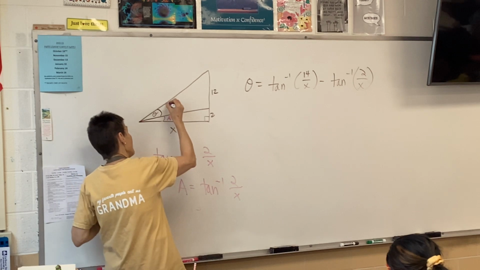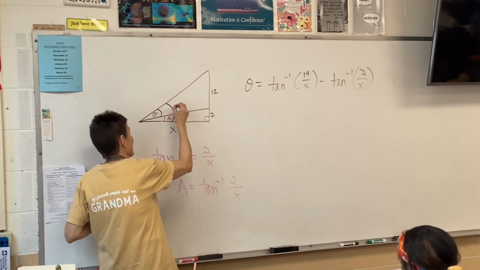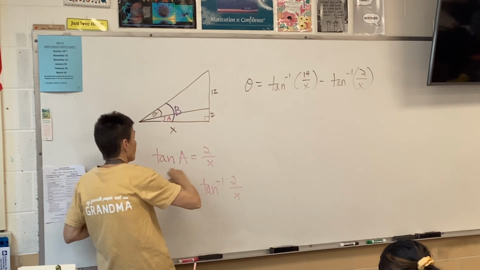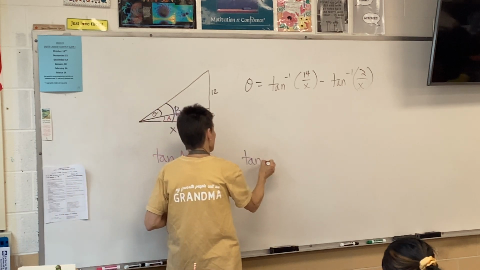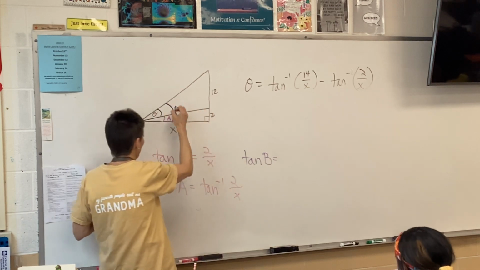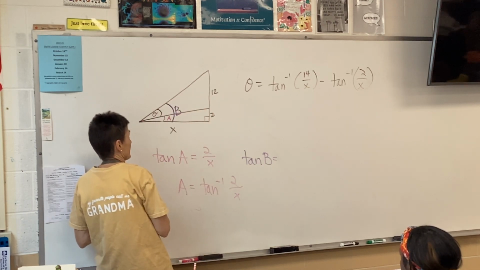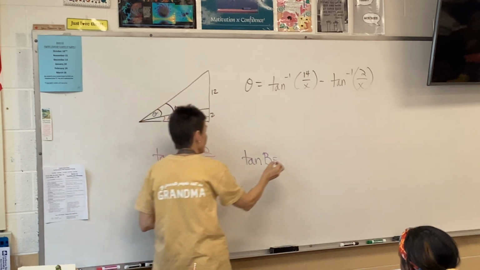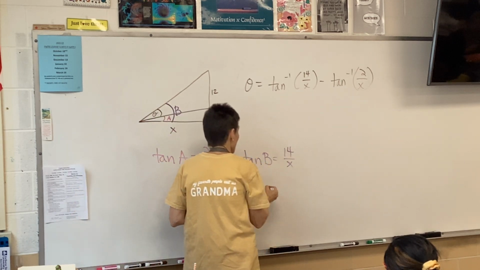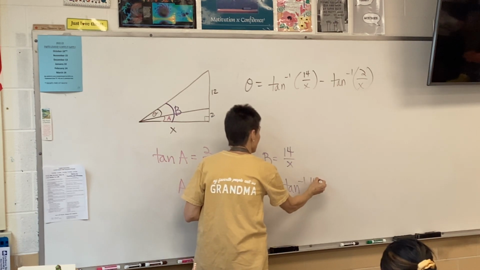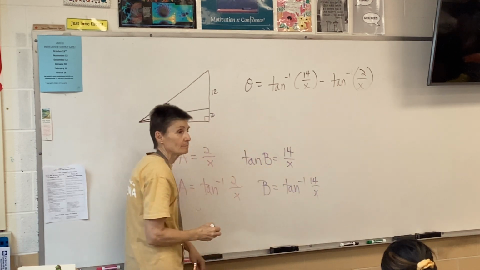Now let me call this angle B, the whole thing. What can you tell me about the tangent of B? Now B is the whole angle there. What is the tangent of B? 14 over x. So B is the angle whose tangent is 14 over x.